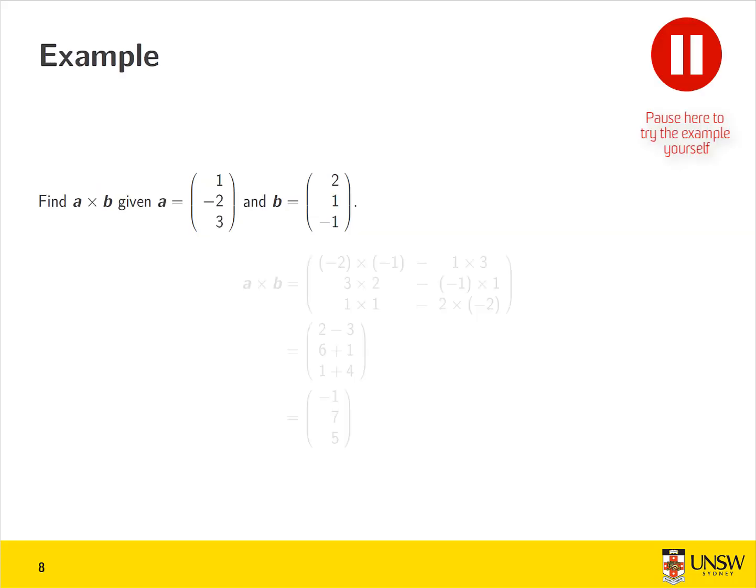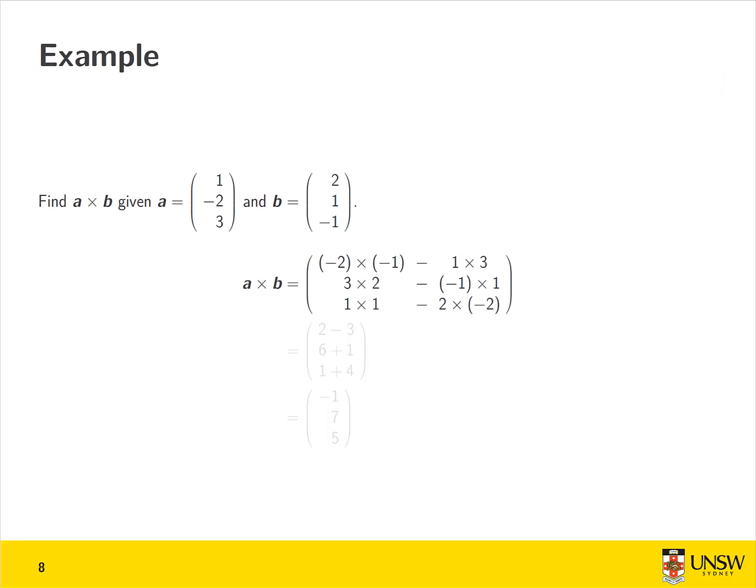As an example, let's calculate the cross product of vectors A given by 1, negative 2, 3, and B given by 2, 1, negative 1. The first component is given by negative 2 times negative 1 minus 1 times 3. The second component is given by 3 times 2 minus negative 1 times 1. And the third component is given by 1 times 1 minus 2 times negative 2. So altogether, we find that the cross product is the vector negative 1, 7, 5.